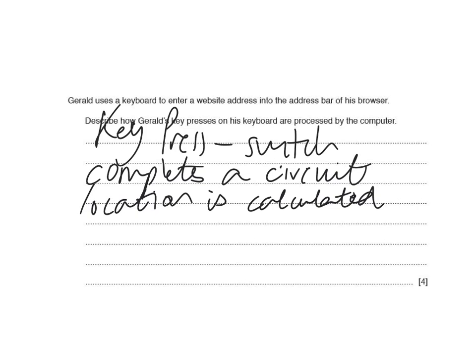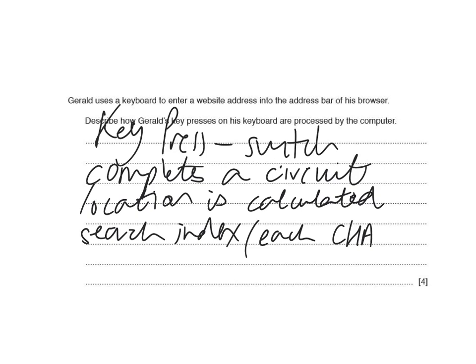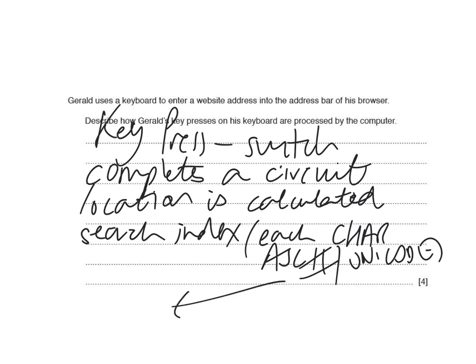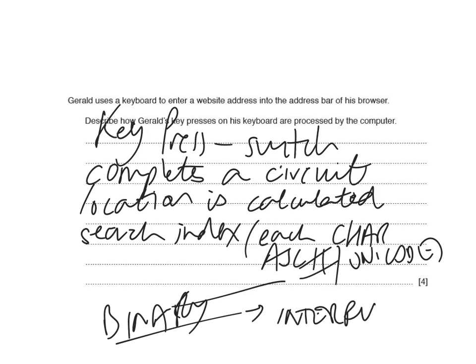So let's think what else I want to say here. It's going to search an index, some sort of index, where we know that each character, each char, has either an ASCII or a Unicode value, which has a binary value that corresponds to it. Now, a good thing to put in there is actually that the keyboard presses are interrupts that are sent to the CPU, which can then be processed.